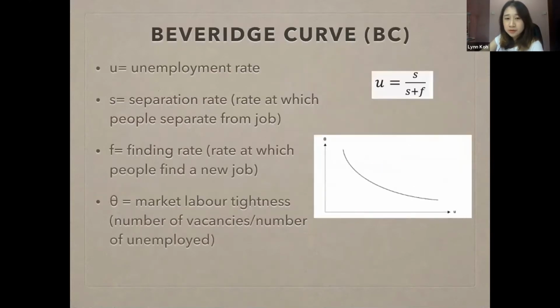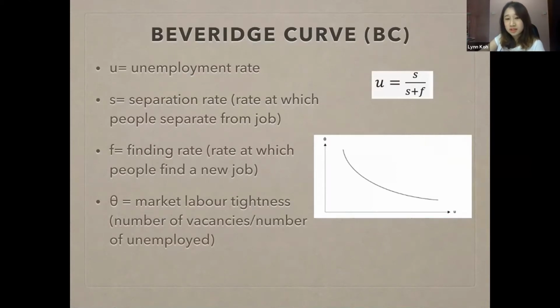Okay, so the first equation we will take a look at is the Beveridge curve, which shows the steady state relationship between the labor market tightness, which is shown in the y-axis in this diagram, and the unemployment rate, which is shown in the x-axis of this diagram, and the curve is downward sloping and convex.